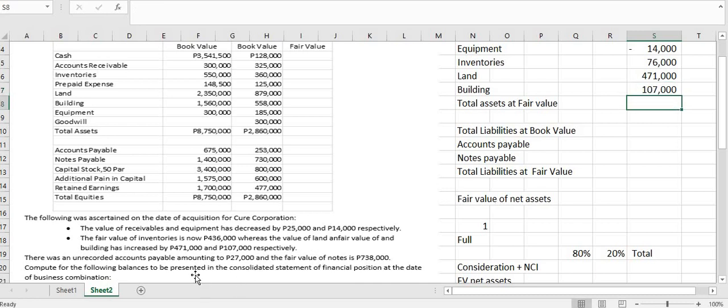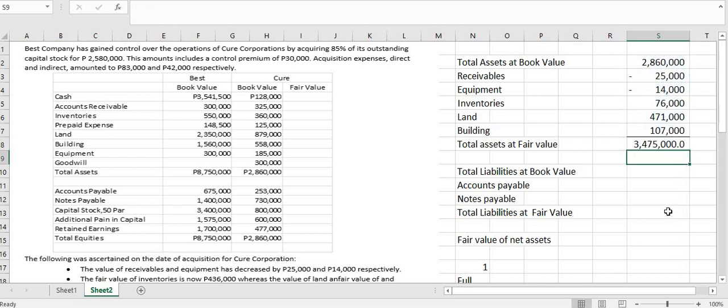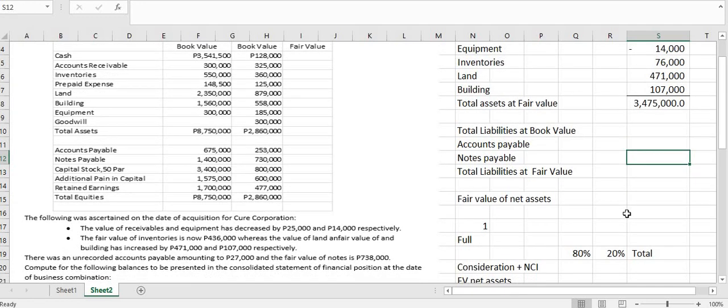Guess, ito lang yung data in the difference between the book value and fair value for assets. Therefore, our total assets at fair value is 3,475,000. Then, we'll need to determine the total liabilities at fair value of Cure Corporation or the subsidiary.